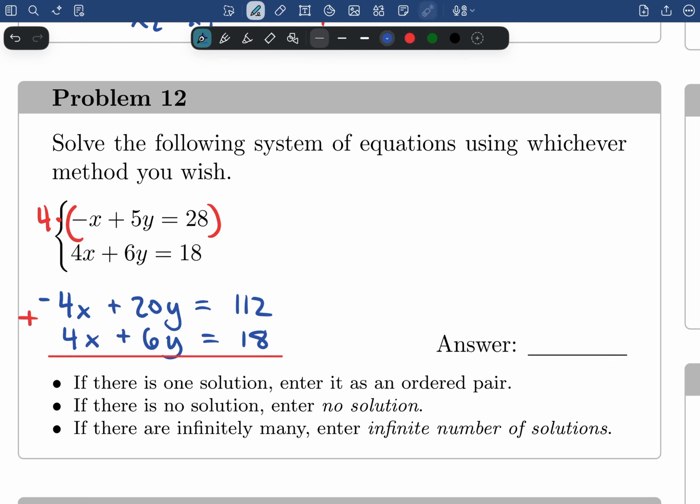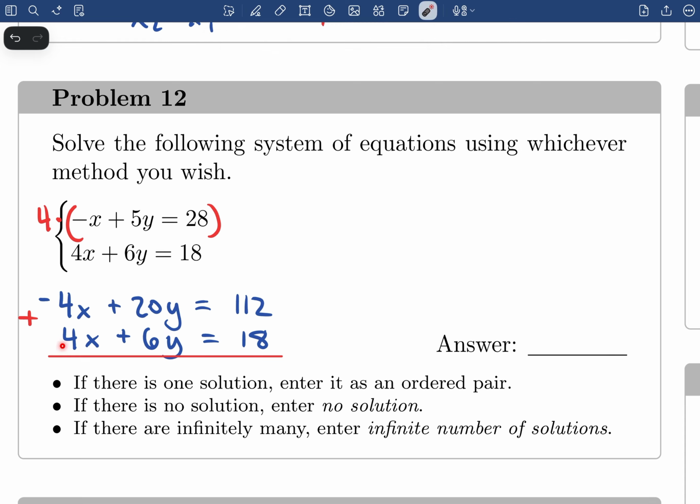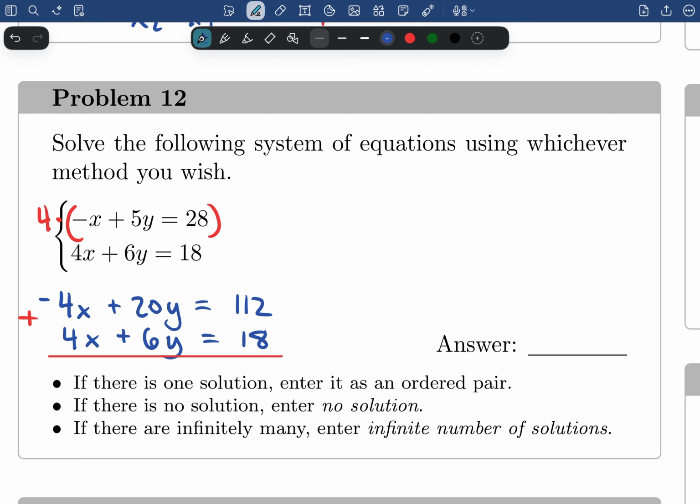Because when I add negative 4x plus 4x, that's 0x, and the x variable is eliminated. That's why this is called the elimination method, because we can eliminate one of the variables, which is great because that helps us solve for the other variable really fast. And so I can take 20y plus 6y to get 26y, and then 112 plus 18 gives me 130. Okay, so I got 130 there.